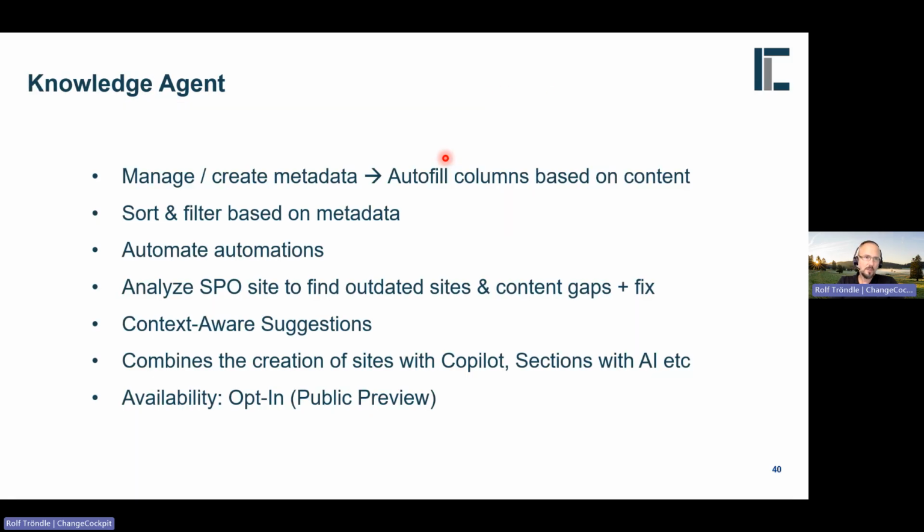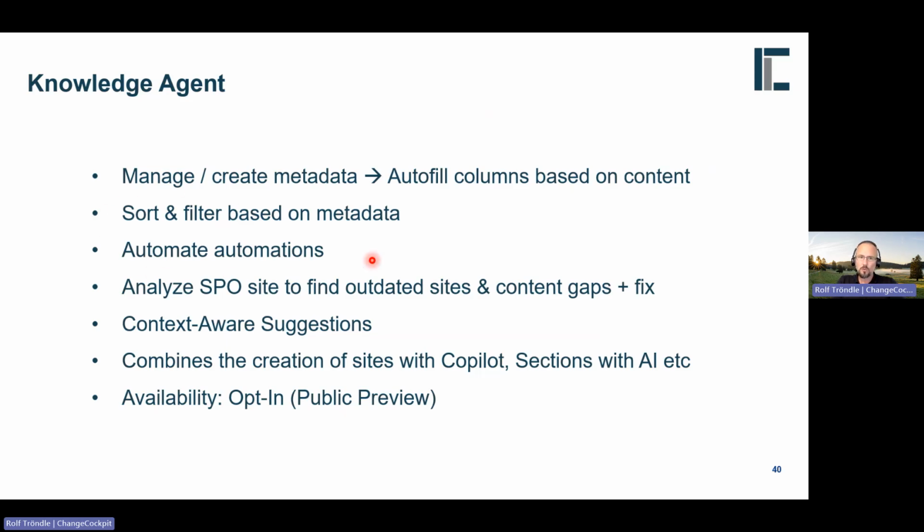Now the last one is called Knowledge agent. This was just released, I think, around a week ago. Knowledge agent is SharePoint only, the SharePoint Online Knowledge agent. It's to manage and create metadata in your document libraries. So no more manual metadata creation needed. It will autofill columns based on the content of the files in the document library. It will then help you sort and filter your content based on this metadata.